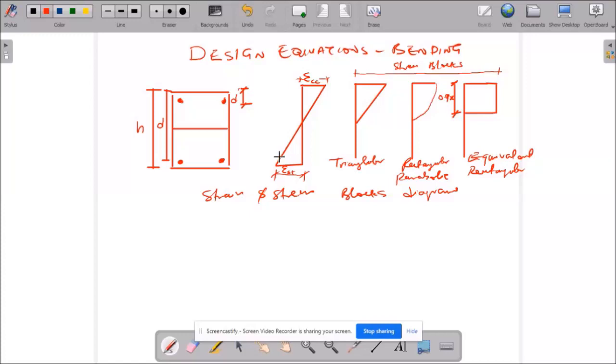The three possibilities in terms of the stress diagrams are as follows. We have our triangular. These are stress diagrams. The first one, we call it triangular. This is the first possibility. The stress is linearly proportional to the strain.